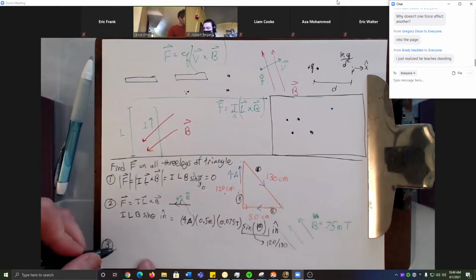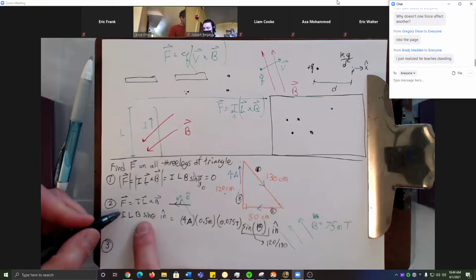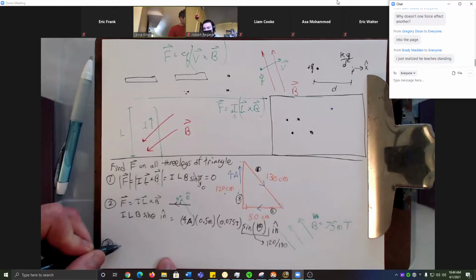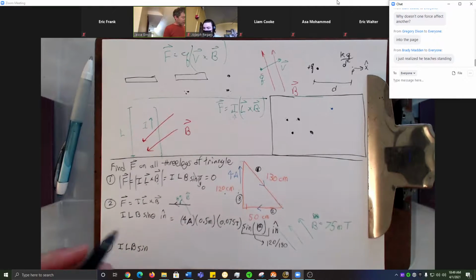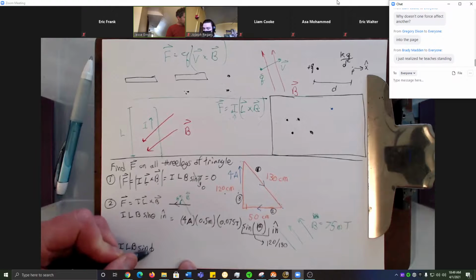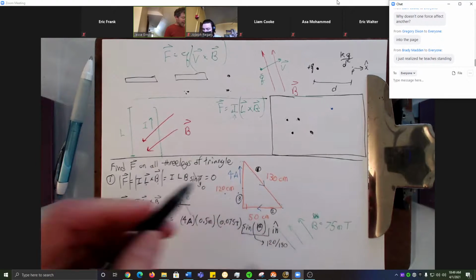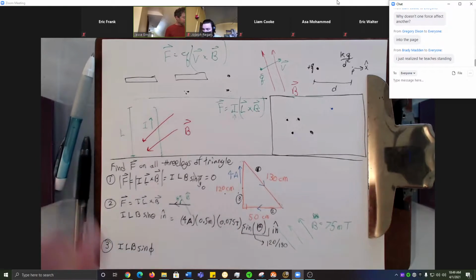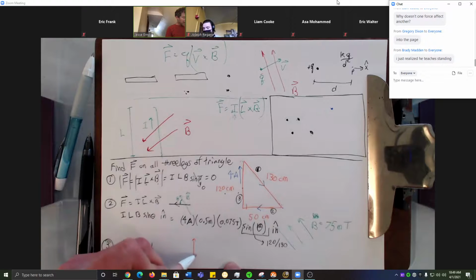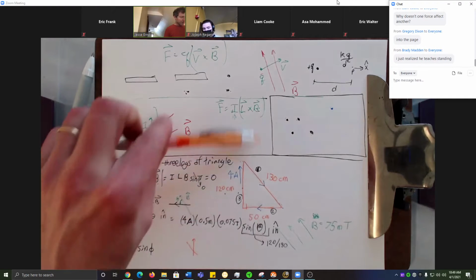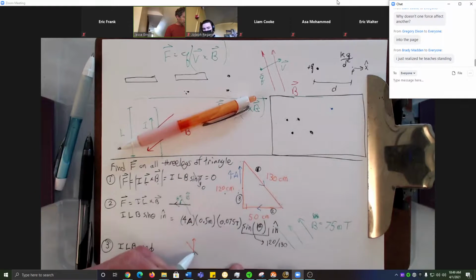And now for the third leg, we need to do the same thing. So it's going to be I times L times B times sine of, it's a different angle though. Let's call this angle phi, right? Because for this leg, now we have L going this way and B going this way.